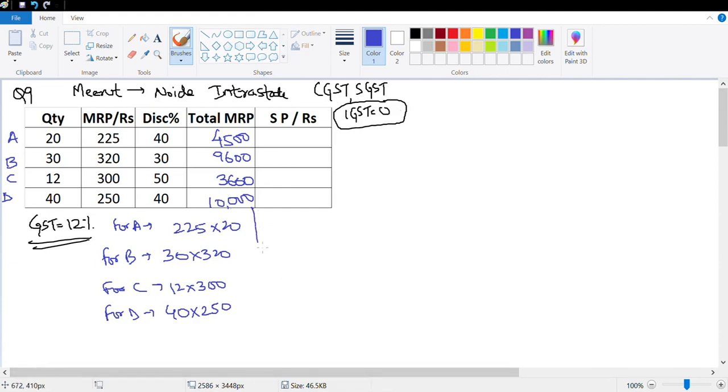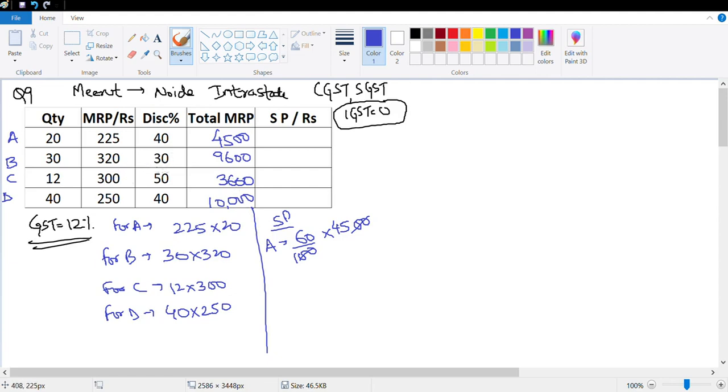So let's calculate the selling price. Now for A, 40% discount, which means he's being charged 60%, 60 by 100 into 4500. I hope you again notice I'm using option 2, where I first calculate the total MRP, only then I find the discount.